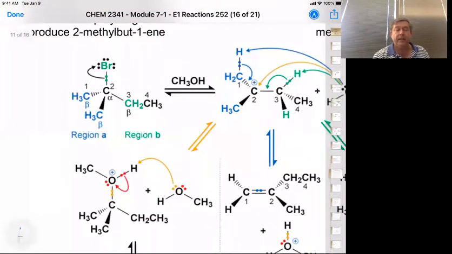Okay, so in this case here, we have our alpha carbon. This is where our carbocation center is going to be. And we have beta carbons on these two methyl groups, and they're equivalent because it's a methyl group.